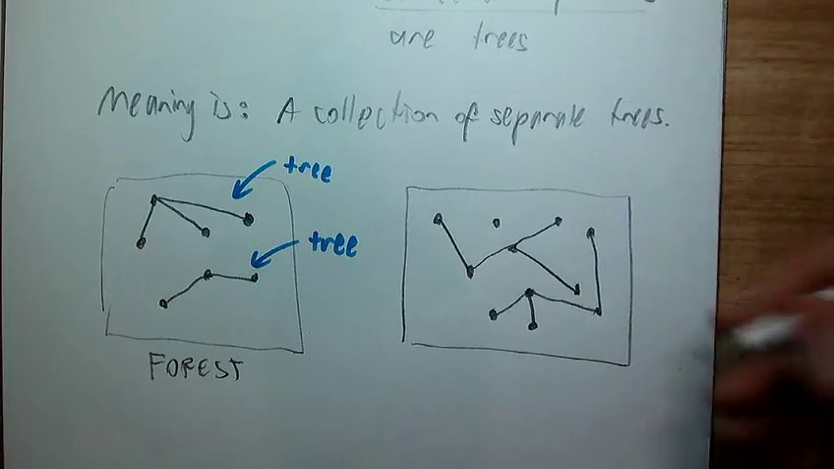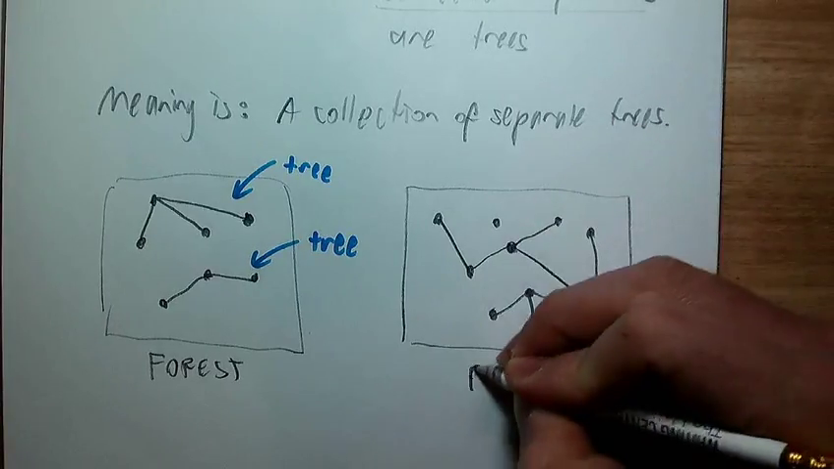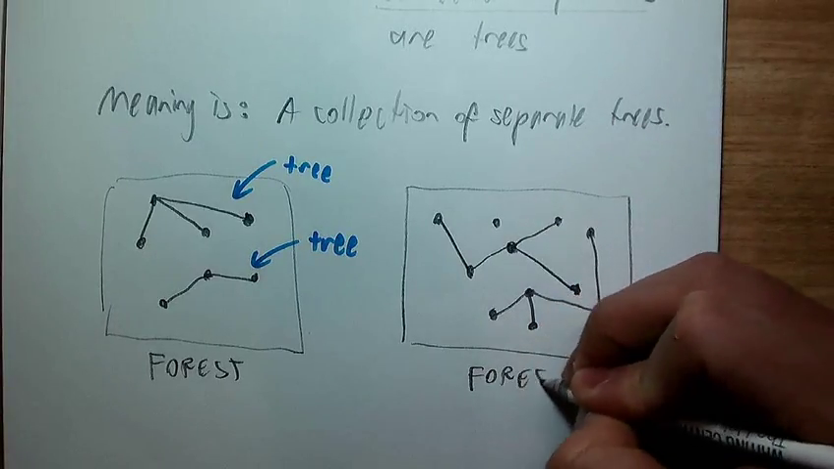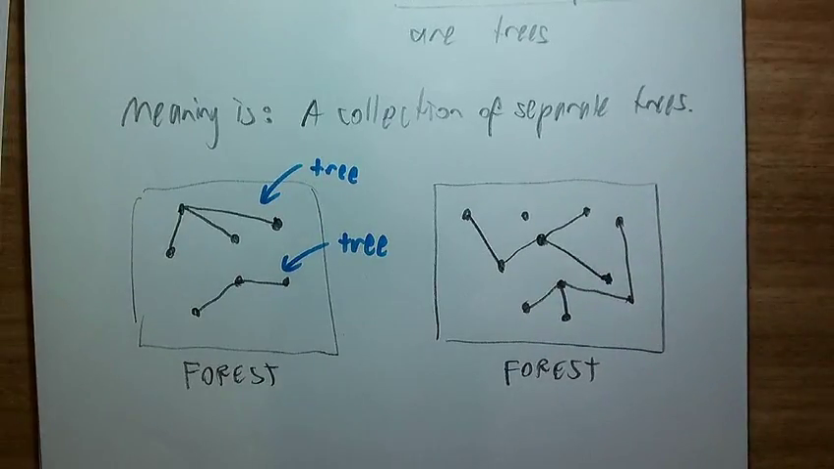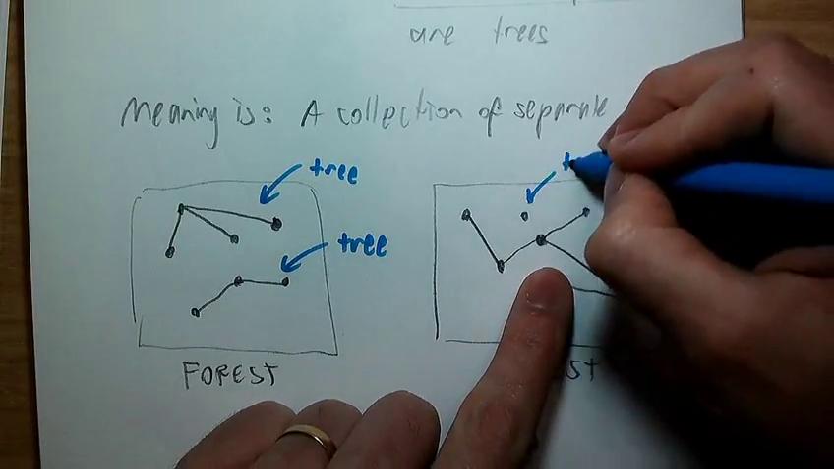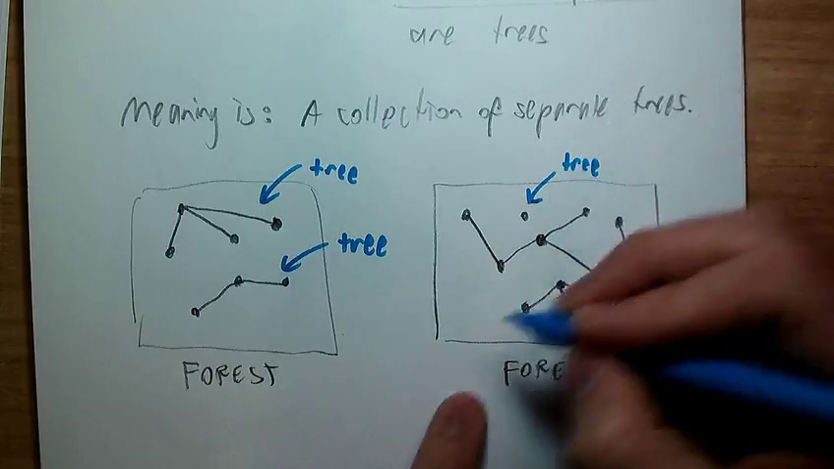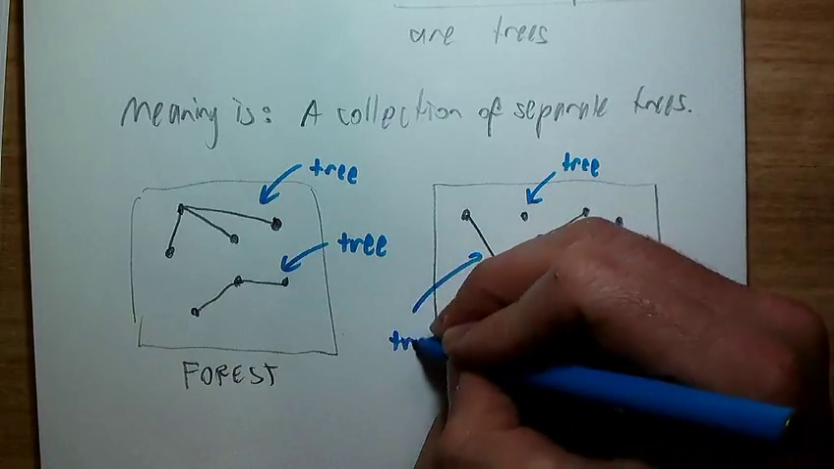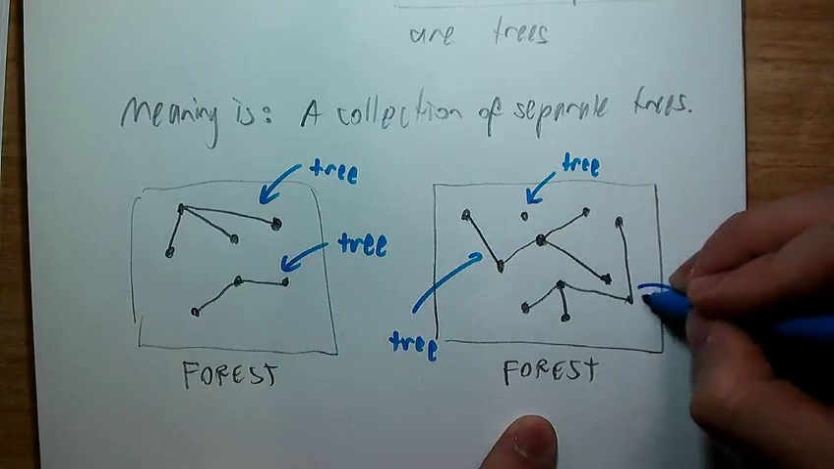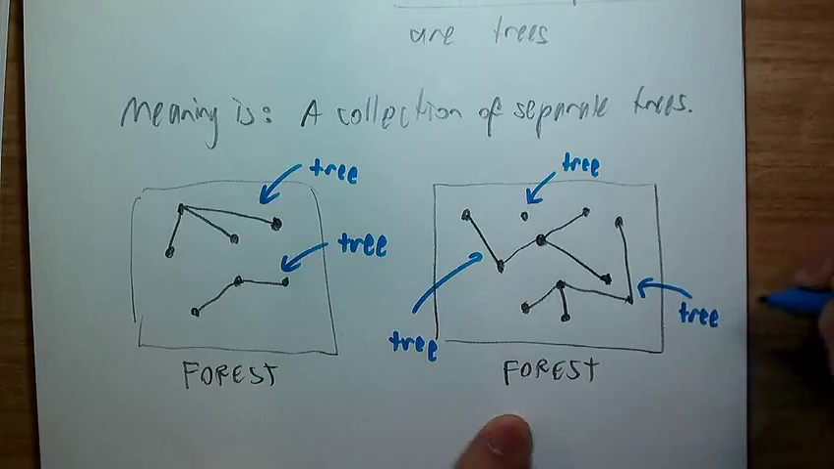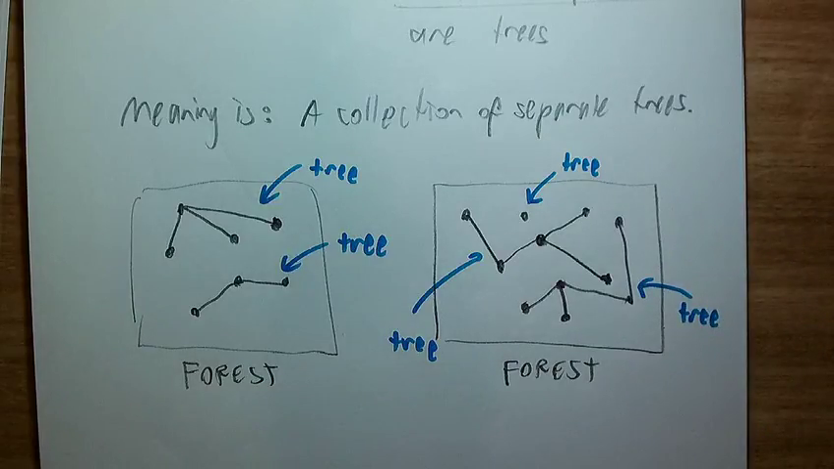That would be a forest as well, because it's made up of 3 trees, like that. That's what a forest is. So anything that's not a forest is basically anything that's not a tree, that has a non-tree anywhere inside it.